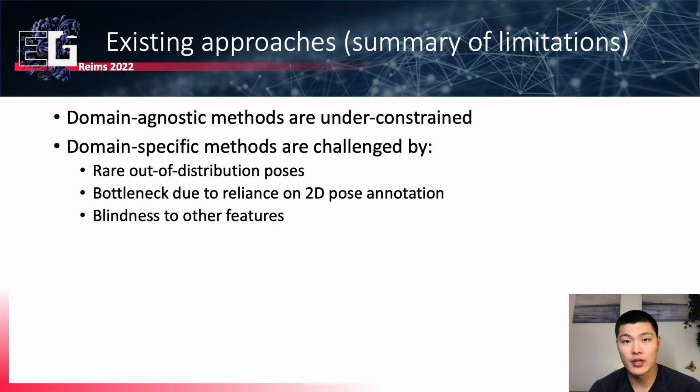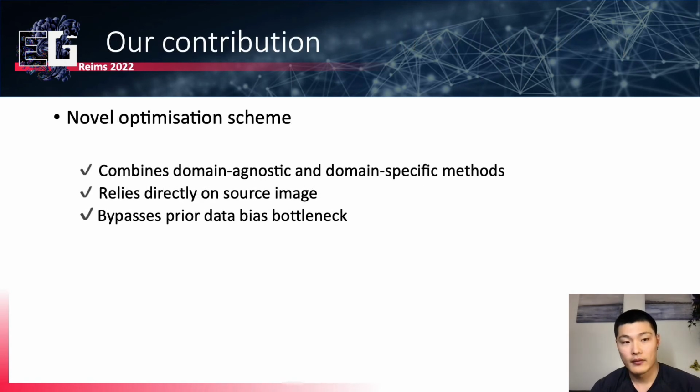To summarize the limitations of existing approaches, the domain-agnostic methods are under-constrained, while the domain-specific methods are challenged by the following: rare out-of-distribution poses, bottleneck due to reliance on 2D pose annotation, and blindness to other features. Therefore, we contribute our own novel optimization scheme. It combines domain-agnostic and domain-specific methods. It relies directly on the source image rather than on 2D pose estimates, and it bypasses the prior data bias bottleneck that we have identified, which means that even rare poses can be modeled with our approach.